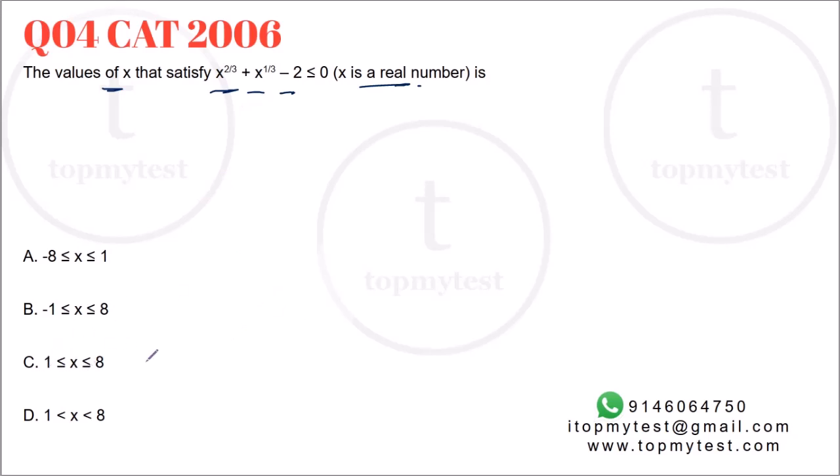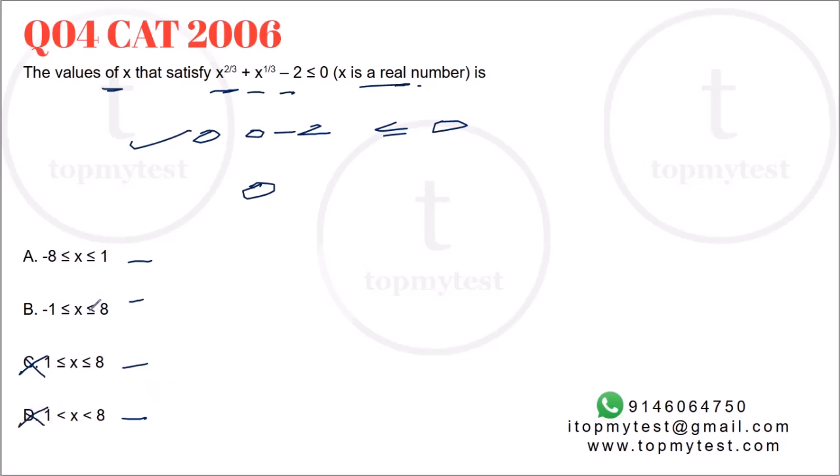If you look at it, C and D are positive numbers, whereas options A and B have negative values in this, right? So let's check 0. If I put x is equal to 0, will it satisfy? 0 to the power 2 by 3 will be 0, 0 to the power 1 by 3 will be 0, minus 2. Is this less than or equal to 0? Yes, it is less than or equal to 0. So 0 should be in the final answer. Option C is out. Option D is out.